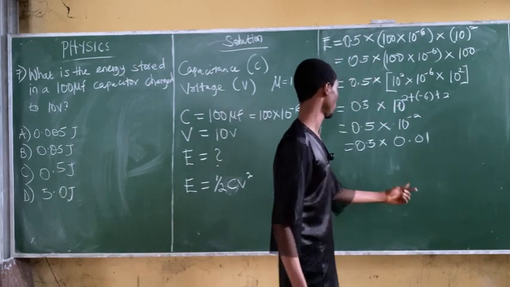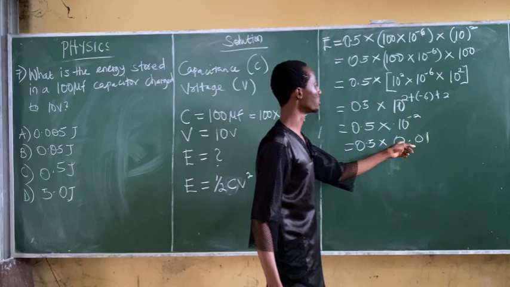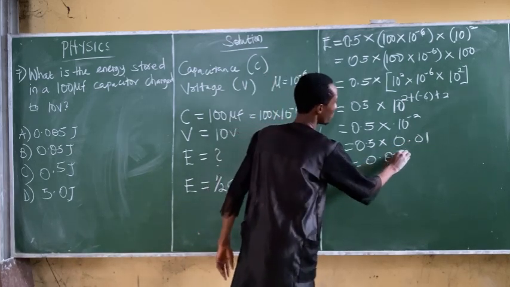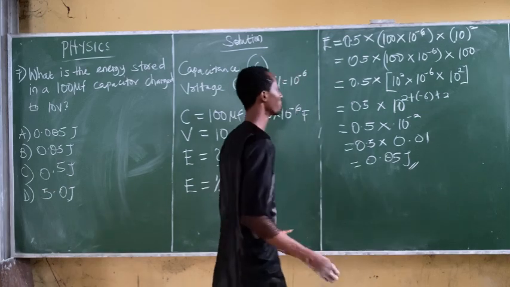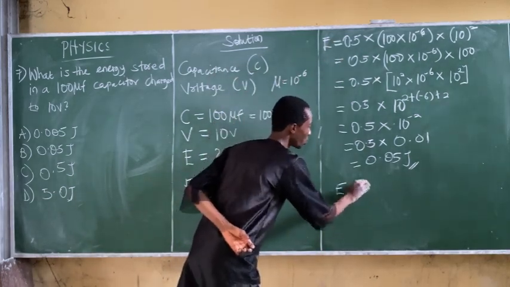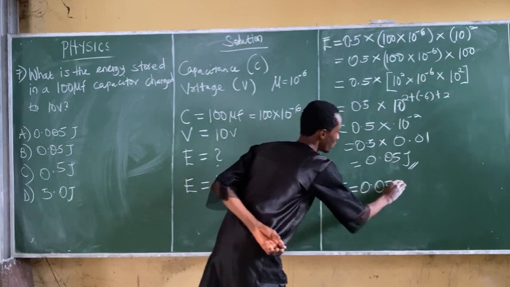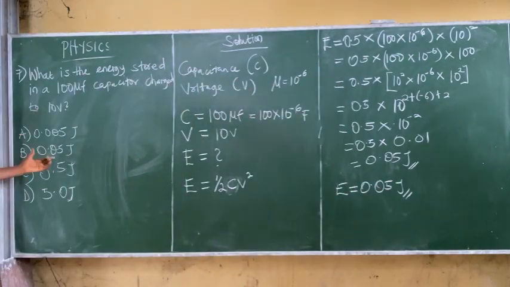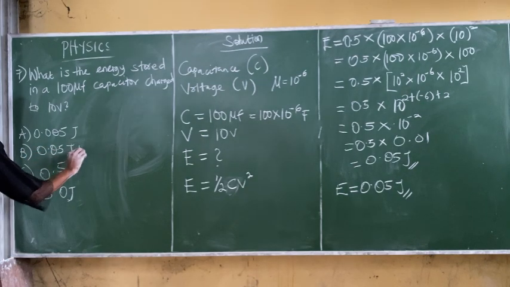Right? 0.5 times 0.01 will give us 0.05 joules. Therefore, the energy stored in the capacitor E is equal to 0.05 joules. The correct option here is Option B, 0.05 joules. So this is the correct option.